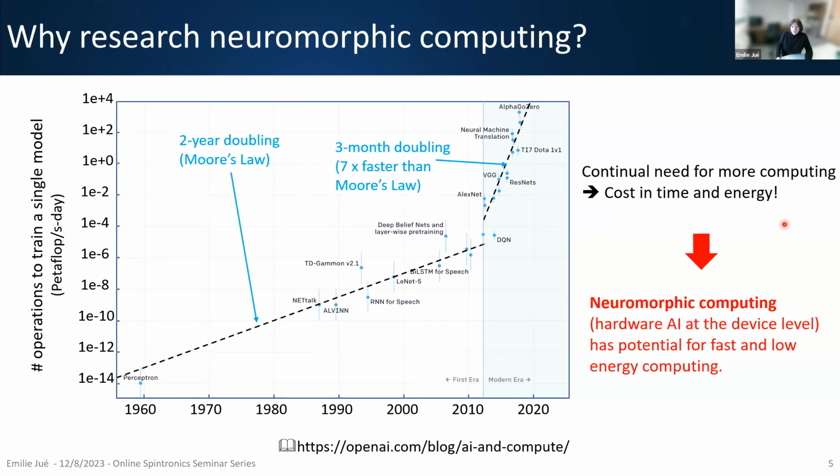So one solution that has been proposed to reduce this cost is to invest research in neuromorphic computing. Basically, neuromorphic computing is hardware for AI at the device level. And we want to invest in neuromorphic computing because it has the potential for fast and low energy computing.